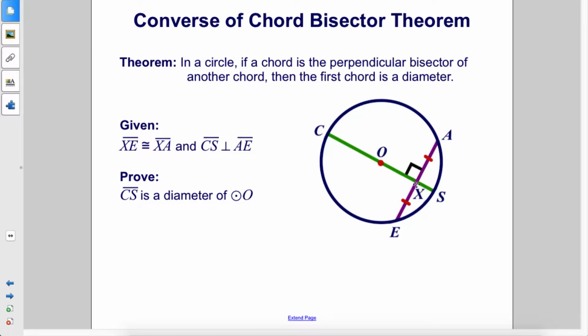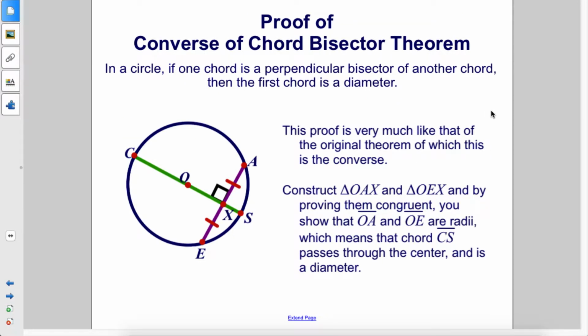Given that XE and XA are congruent, and CS is perpendicular to AE, prove that CS is a diameter of circle O. In a circle, if one chord is a perpendicular bisector of another chord, then the first chord is the diameter. This proof is very much like that of the original theorem, of which this is the converse.